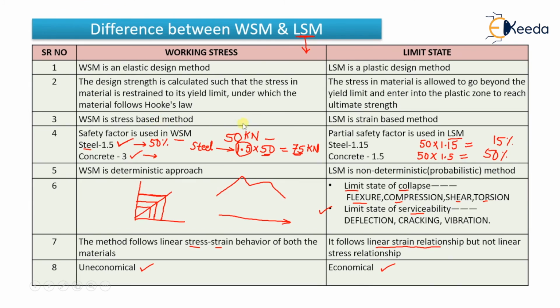This is a stress based method, this is a strain based method. The factors of safety are like this. It is a deterministic approach, it has a non-deterministic approach. Types of limit states we have seen in the previous video. The stress strain relationship in case of the working stress method is linear like this, and in this case only the strain relationship is linear because it is increasing in this direction. This one is uneconomical and this one is economical. Thank you.